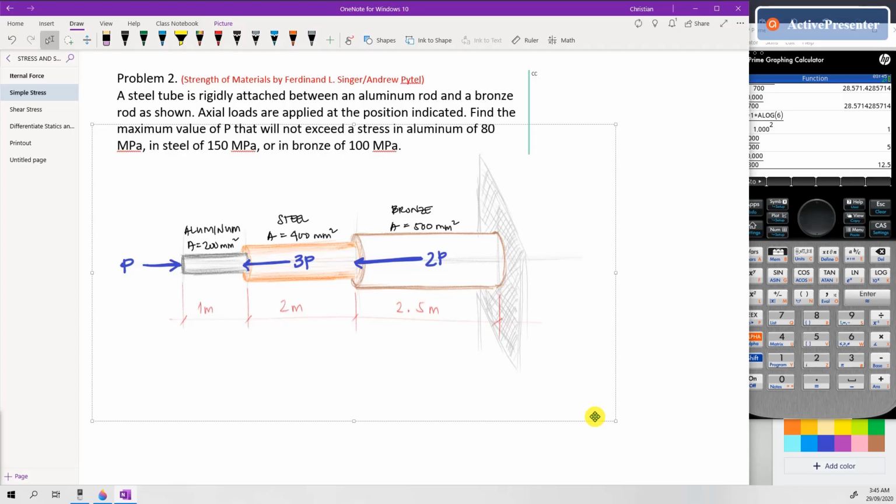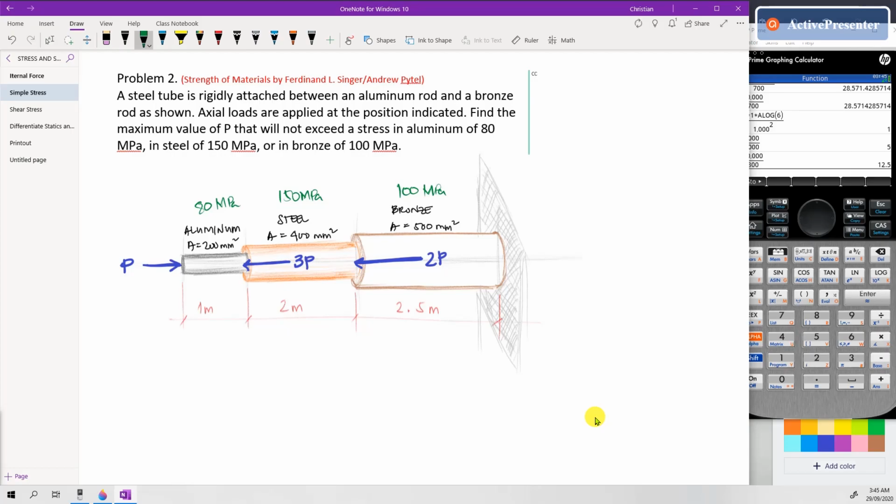So given yung mga allowable stresses nila, no? So 80 para sa aluminum. Sulat natin dito. 80 megapascal. Then steel is 150 megapascal. And in bronze, so we have 100 megapascal. Okay. So ano daw yung maximum value ng P?